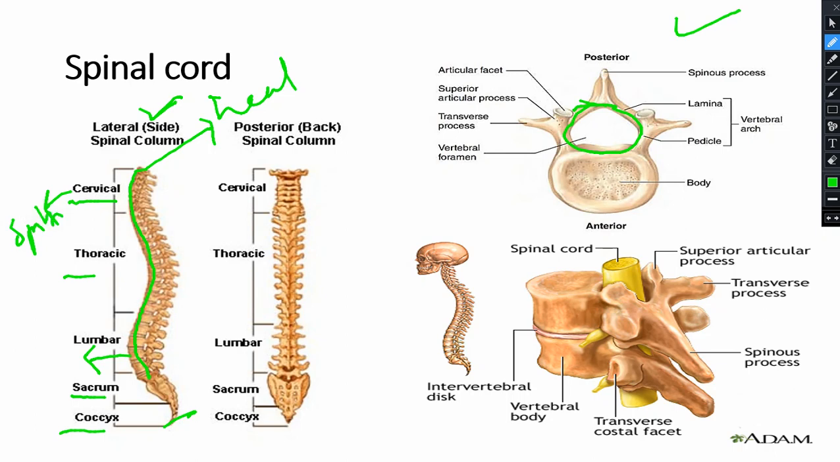Okay, so this region where the spinal cord is present is called the cervical spine. Here where the spinal cord is present is called the thoracic spine. This region is the lumbar spine, there is the sacrum spine, and this is the coccyx spine. So according to these regions, they have given them the names, and that's why they are called cervical spine, thoracic spine, lumbar spine, sacrum spine, and coccyx spine. These names are given according to this region.